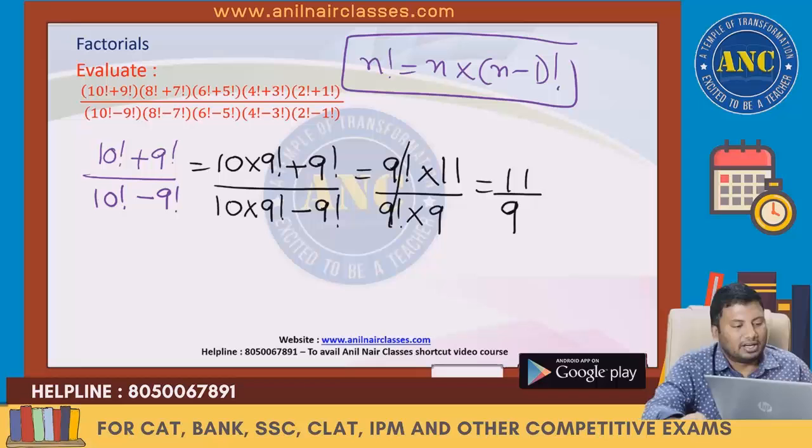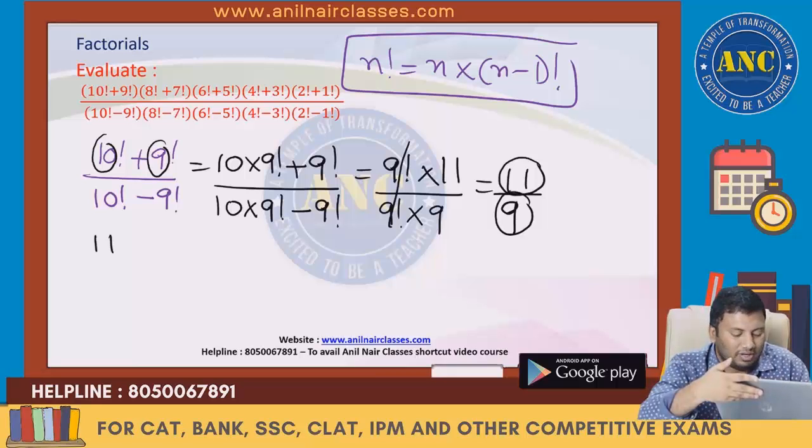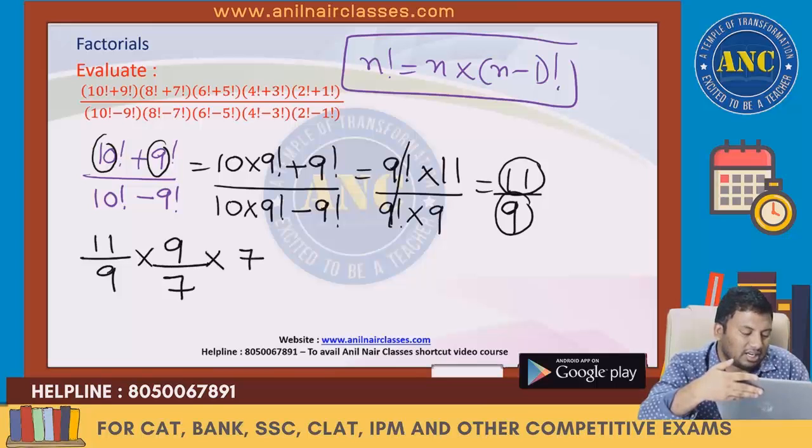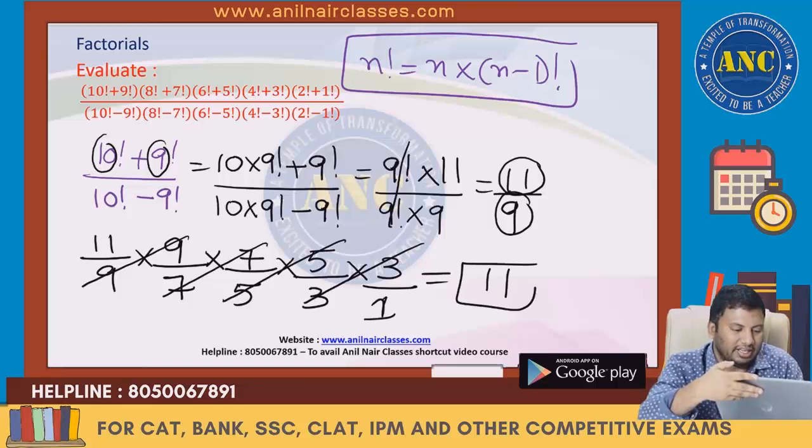Now easily you can solve the next question. If 10 is there, I get 11. Here 9 is there, I get 9. So the next one will become 11 by 9. If 8 is there, I will get 9 divided by 7. 6 is there, I will get 7 divided by 5. 4 is there, I will get 5 divided by 3. 2 is there, I will get 3 divided by 1. Answer is 11. I hope the idea is clear.